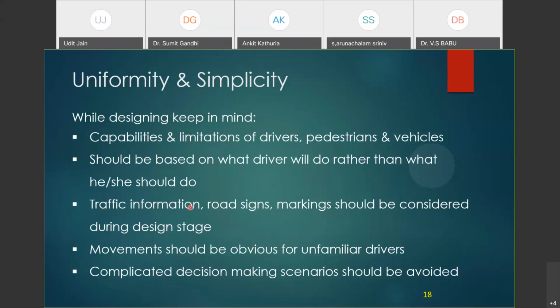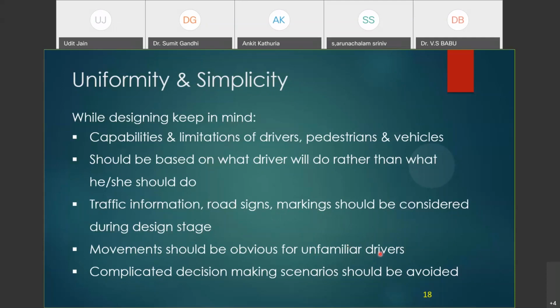Then there should be traffic information, road signages, road markings that should be considered during the design stage itself. We have been working with a lot of agencies, PWD, NHAI, municipal corporations, and we have seen that road signages and road markings are usually not considered in the design stage. Once the road is constructed, after that they think about road signages and road markings, and then they think where to put them, how to put them. This is not how it is supposed to be done. It is something which needs to be worked on at the design stage itself.